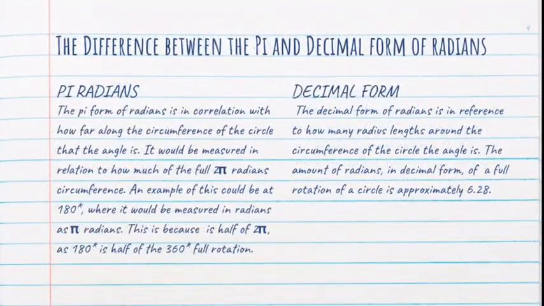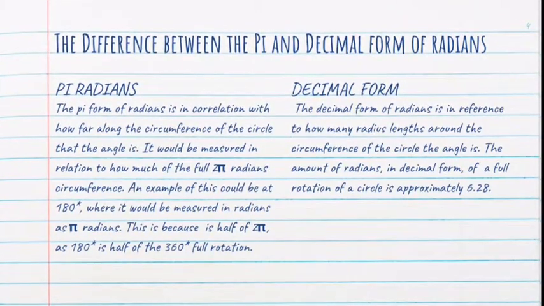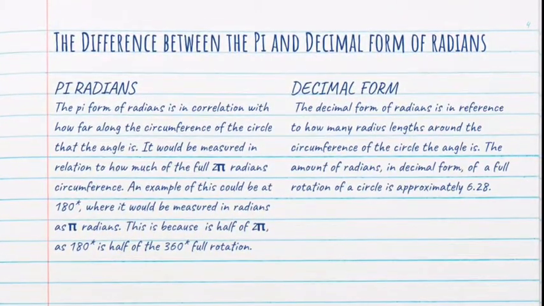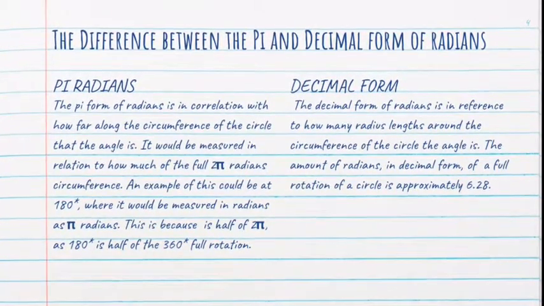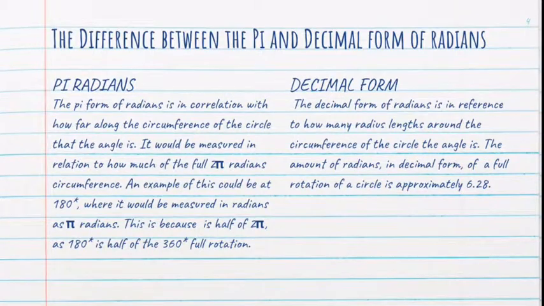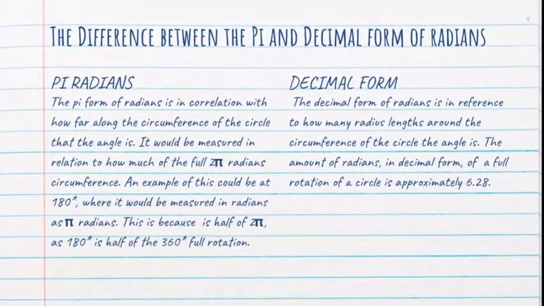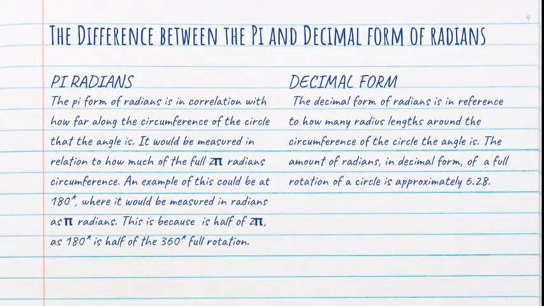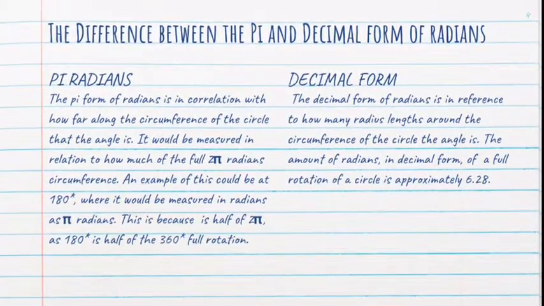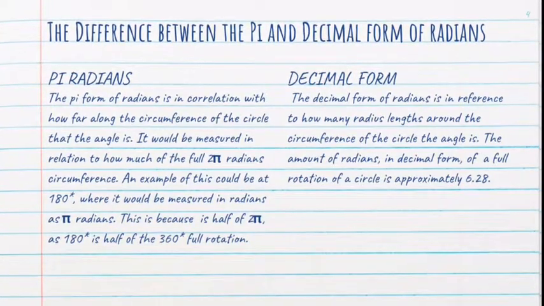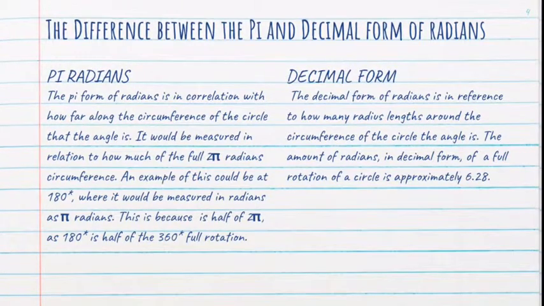The difference between the pi and decimal form of radians. Pi radians. The pi form of radians is in correlation with how far along the circumference of the circle the angle is. It would be measured in relation to how much of the full 2 pi radians circumference the angle completes. An example of this could be at 180 degrees, where it would be measured in radians as pi radians. This is because it is half of 2 pi, as 180 degrees is half of the 360 degree full rotation.